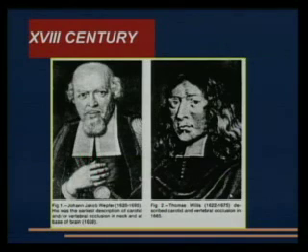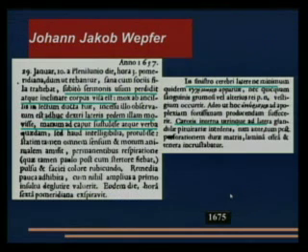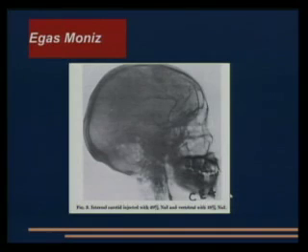Okay, we'll go fast with history and all that, because he was the first guy who diagnosed and wrote about the stroke. And he described not only the paralysis and the aphasia, but also the place, the internal carotid artery, as the source. This is Egas Moniz, the guy who did the first angiogram.